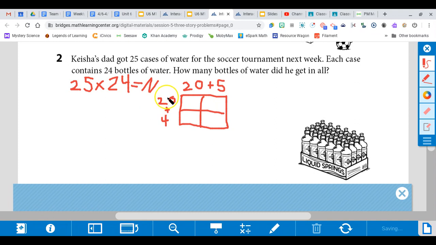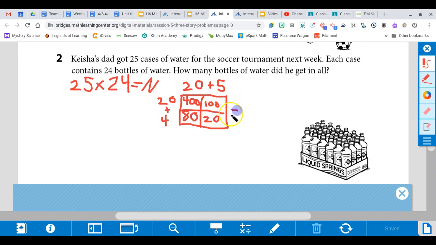So multiples of 10, 2 times 2 is 4, and then I have a 0 and a 0. So 20 times 20 would be 400. And then 20 times 5, well, 5 times 2 is 10, put a 0, that would be 100. And then 20 times 4, 2 times 4 is 8, with a 0 would be 80. And then 5 times 4 is 20.